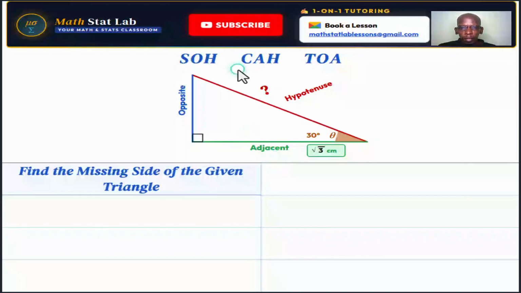So we go back to our SOHCAHTOA formula, and we see where adjacent and hypotenuse, A and H, appear in one group. In this case, they only appear here where we have cos. Adjacent and hypotenuse appear as a pair at no other place. So it means for us to get the hypotenuse, we are supposed to use cos.